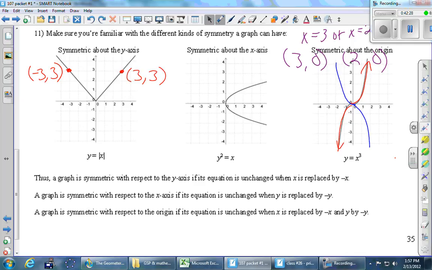So we had opposite x's. What was true about the y's? The y's stayed the same. And isn't that what makes it symmetric? You have the opposite x's, but exactly the same y, and that's why it's a mirror image. Okay, let's go to Eric for this first sentence. Thus?